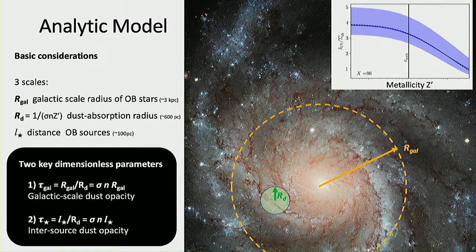So that's two dimensionless numbers that you can use for the analytic model. I chose to use this instead of tau gal, basically the ratio of tau gal and tau star, which is the ratio of the galactic scale radius and L star. And this basically tells you, roughly, x squared times pi is how many stars you have in the galaxy as a whole.